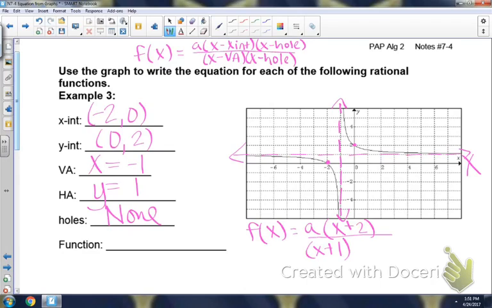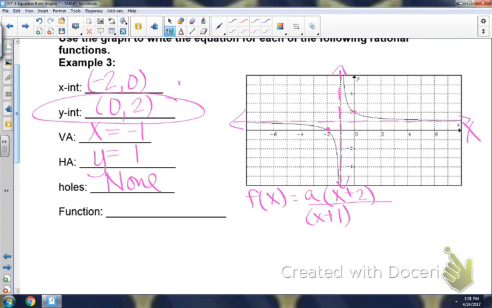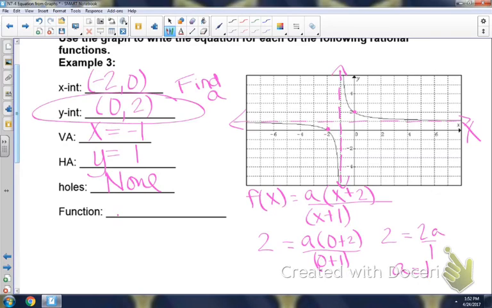Alright, so now we're finding our a by using our y-intercept. So that's 2 equals a times 0 plus 2 over 0 plus 1. So we're going to have 2 equals, on top, 2a over 1. So a would equal 1. So the function would be, 1 is your coefficient, so x plus 2. You don't have to write that 1 in front. And then x plus 1 in the denominator.